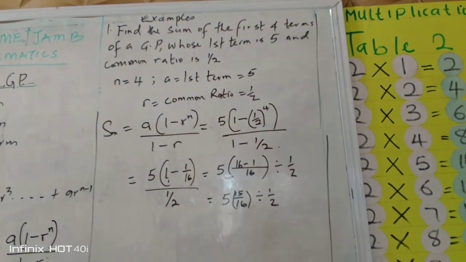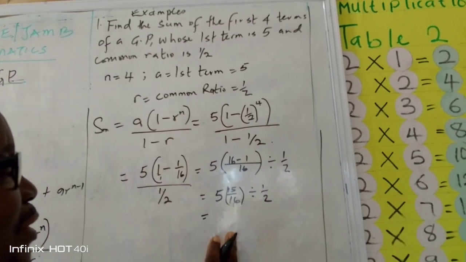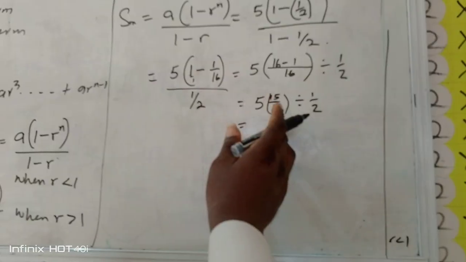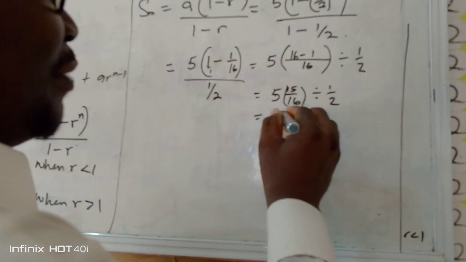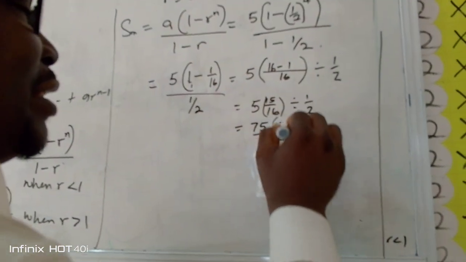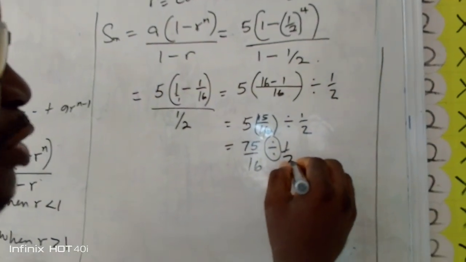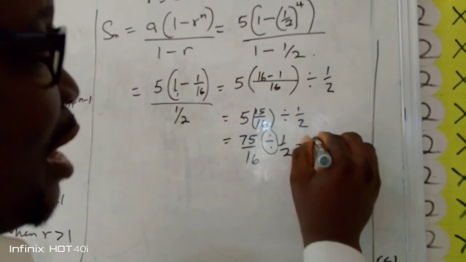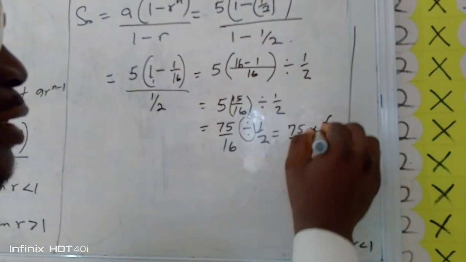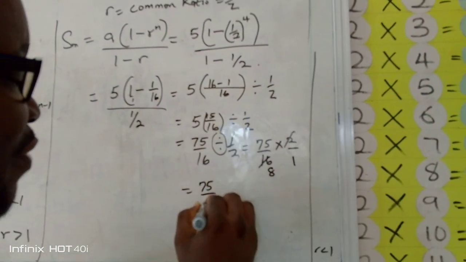I can go further by saying 5 times 15 gives me what? You can see 5 times this will give me 75 over 16 divided by half. For me to change the division sign to multiplication, I will invert the fraction: my numerator becomes my denominator. So I have 75 over 16 times 2 over 1. This cancels this, it gives me 8. My final answer will be 75 over 8.